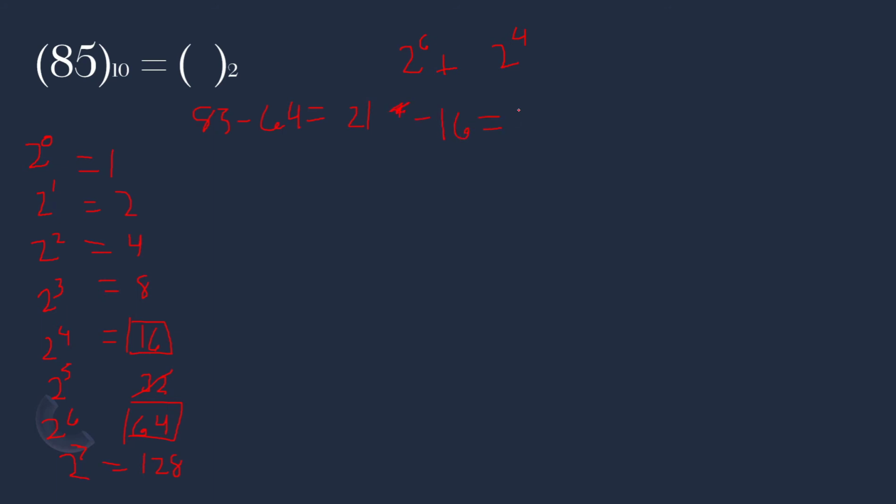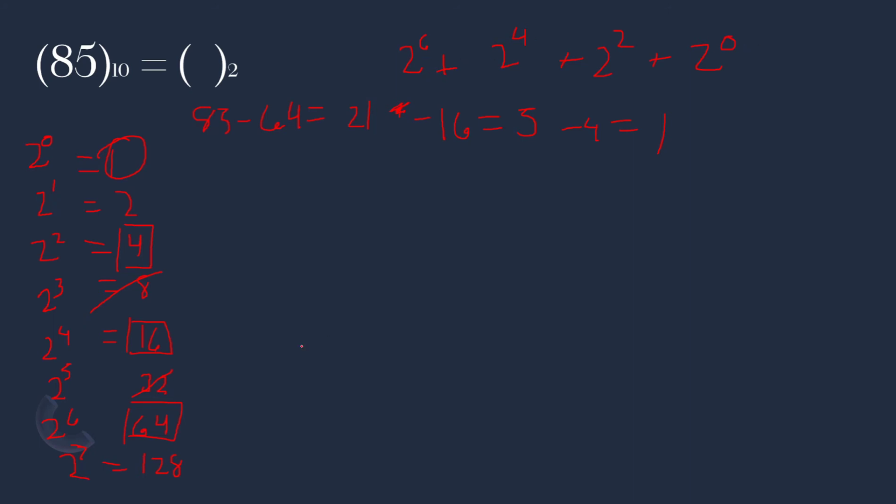So that leaves us with 5. Now what highest power of 2 goes into 5? 8 doesn't, 4 does. We are left with 1. And this is 2 to the 2. And now 1 is 2 to 0.